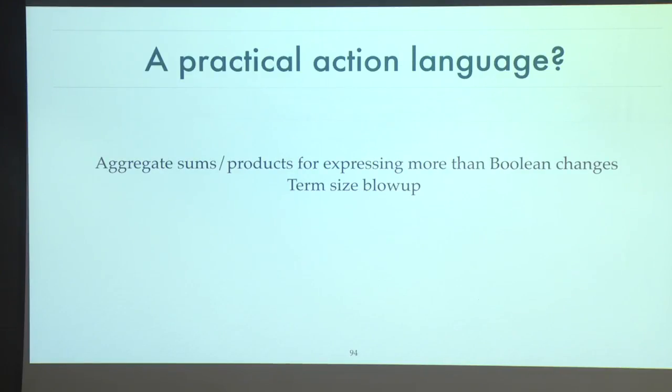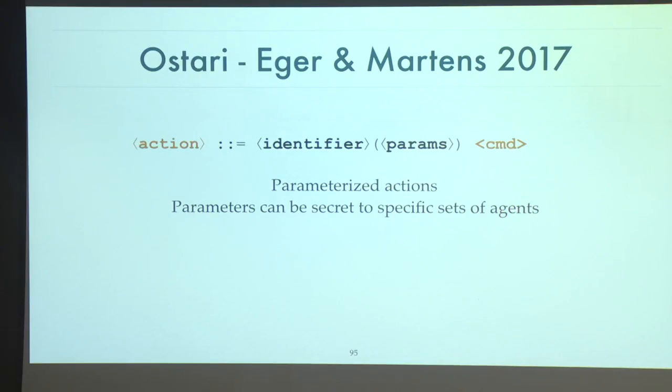So what we did, what my PhD student Marcus Egger and I did, was develop a more practical sort of action language on top of this kind of core theory and compile it down to Baltag. So we still get the epistemic reasoning that we want, but we can express things in a slightly more natural way. If you tried to do everything in Baltag, you can use their notion of aggregate sums and products to express these changes that are more complex than Boolean flips, but you get a huge term size blow up when you do it. So instead, we described an action language where we have parameterized actions and an enriched command language.